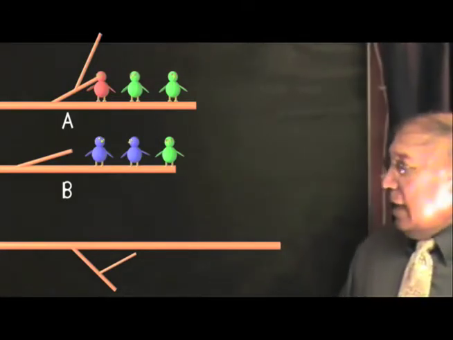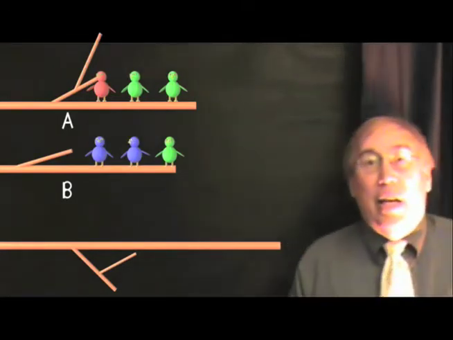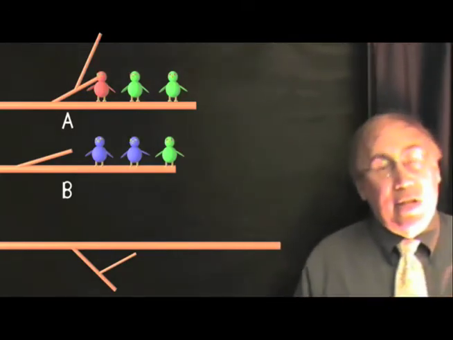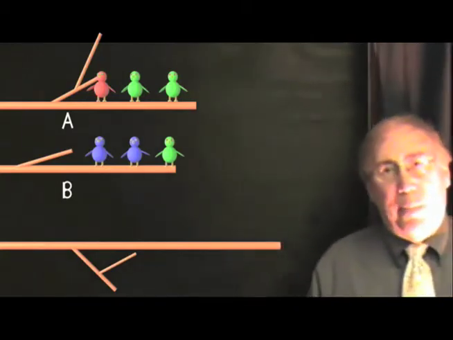And let's look at branch B. We have two blue birds and a green bird. These are elements of set B.